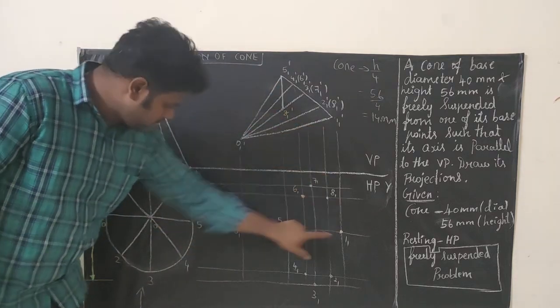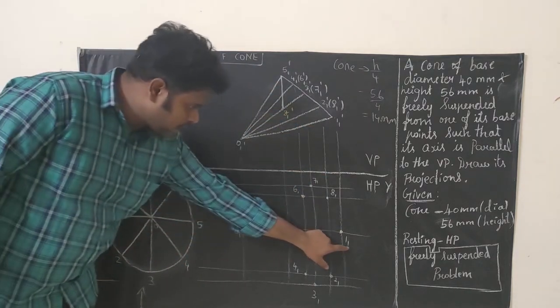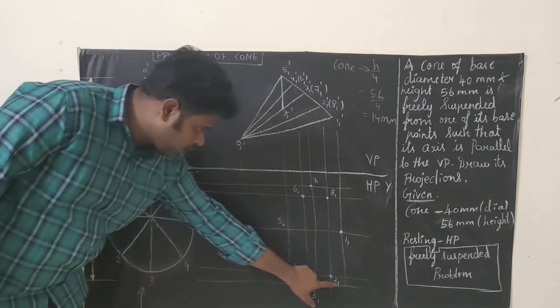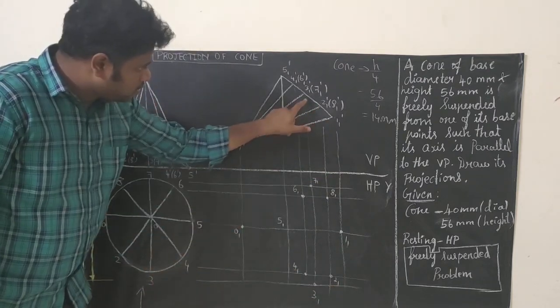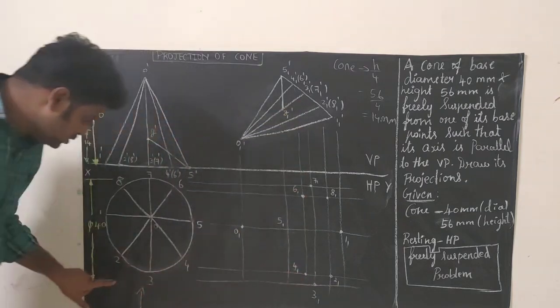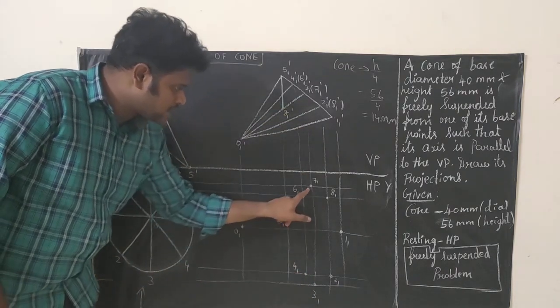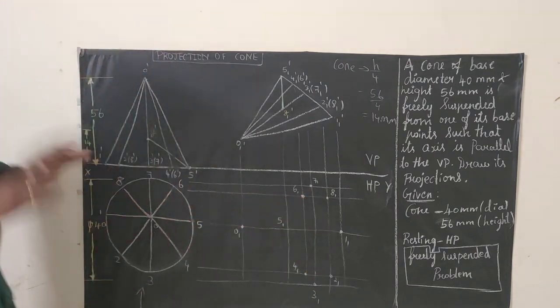This 1 and this 1 will be meeting here. So 1 1. This 2 and this 2 will be meeting here. 2 1. This 3 and this 3 will be meeting here. 3 1. Similarly 4 1, 5 1, 6 1, 7 1, 8 1. We can plot all the points.